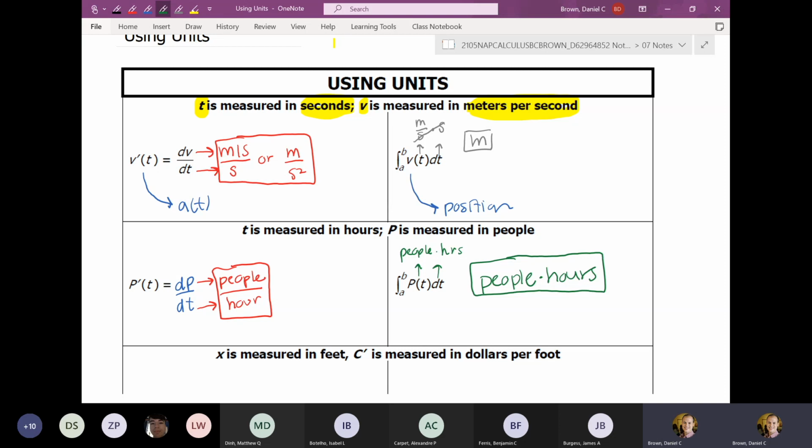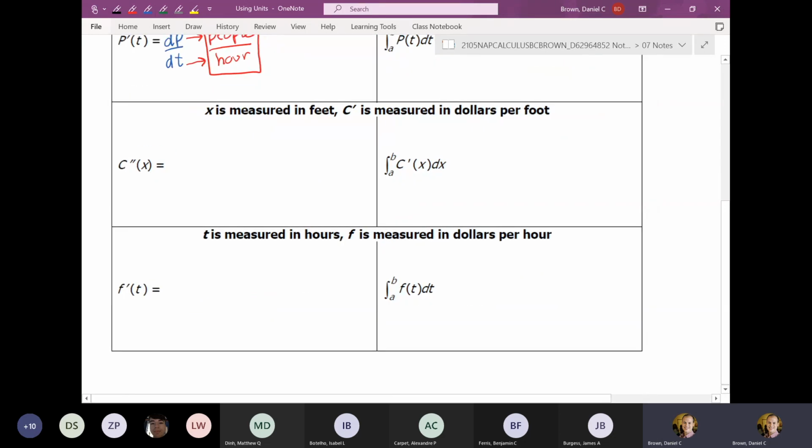All right, try those last four for me. I have two more functions described, and I want you to figure out what the units would be of the derivative of that function, and then what the units of measurement for the integral of that function would be.